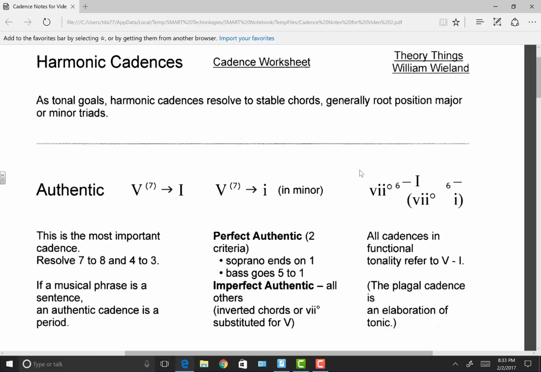The authentic cadences are the most important cadence, resolve 7 to 8 and 4 to 3. In other words, ti, do, fa, mi. If a musical phrase is a sentence, an authentic cadence is a period. So for perfect authentic, recall the 2 criteria. The soprano must end on tonic, and the bass goes 5 to 1, or sol to do. For imperfect authentic, all others. Inverted chords or 7 diminished chords substitute for a 5 chord, making it imperfect.